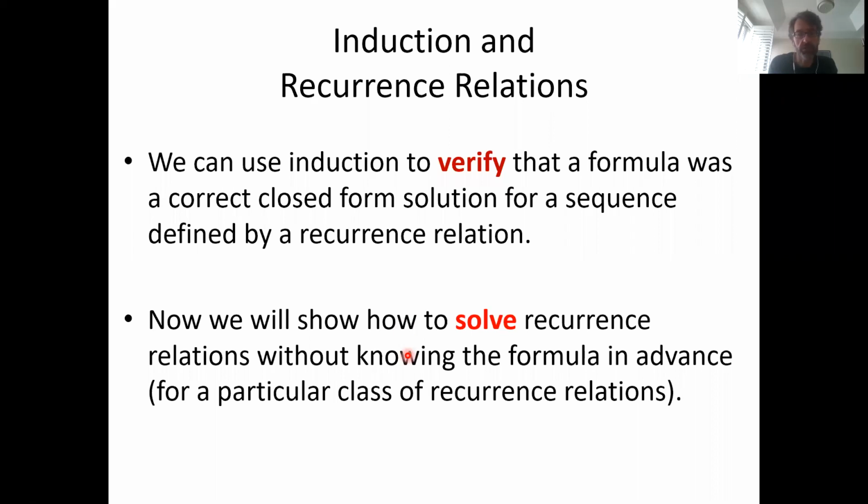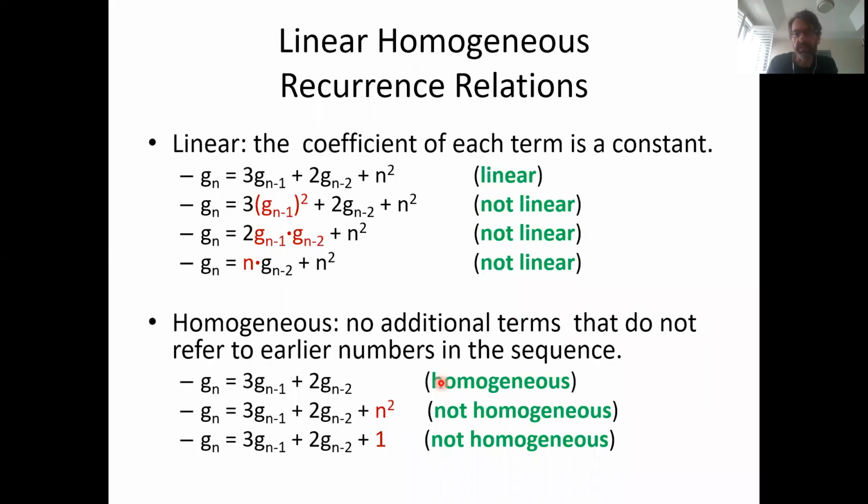We will show how to derive these formulas for a certain class of recurrence relations. In the lecture, I will only talk about a more restricted class. In the reading, you have extensions to larger classes. But still, we don't cover everything. So the class that we will see how to solve is called linear homogeneous recurrence relations.